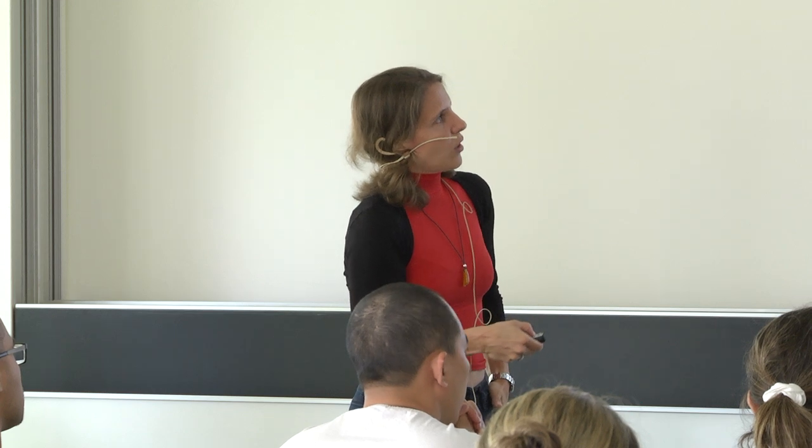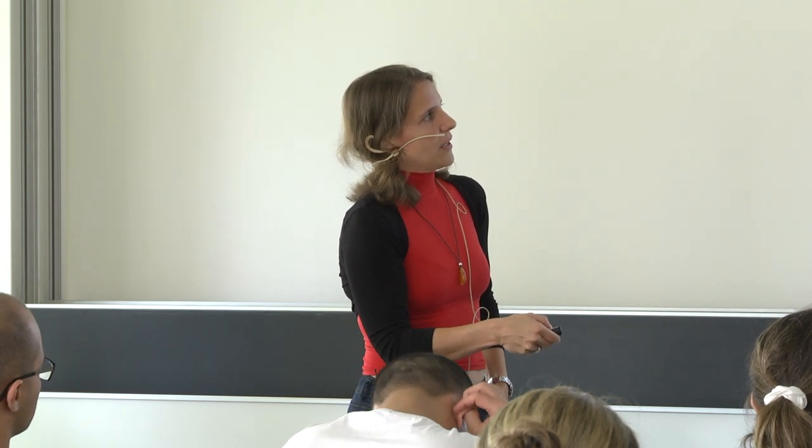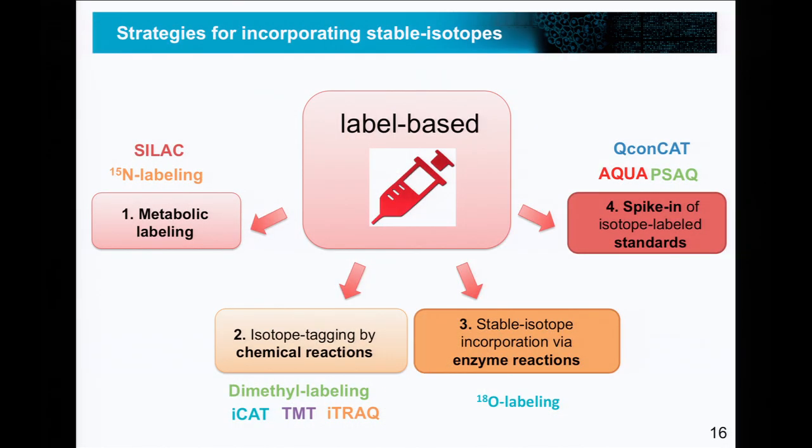So these QconCATs are also spike-in standards. In exactly the same way I've just explained how you generate QconCATs, you can also generate a completely labeled protein standard. So don't use just peptide sequences, but use the whole protein sequence and produce an isotope-labeled protein standard.